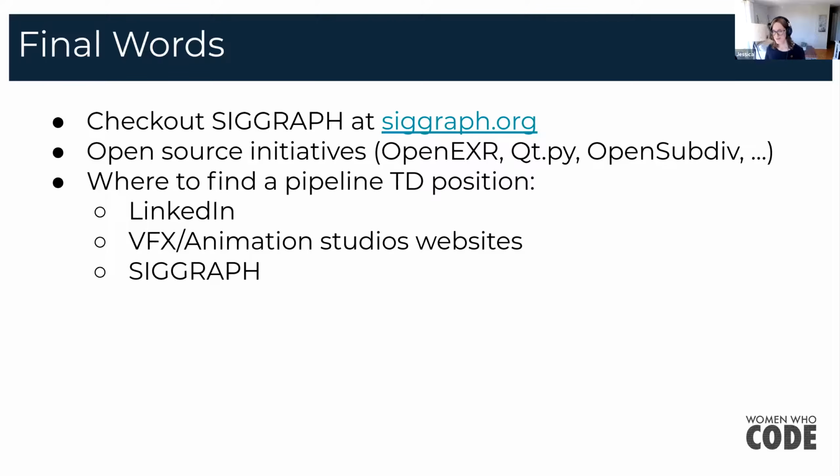Now, big questions like how to find and where to find a pipeline TD position. Typically, most of us get our jobs through LinkedIn. A lot of recruiters are on LinkedIn, and you can basically add them. You can also go to VFX and animation studio websites, and I put a list, same on the GitHub. You can just go to the studio, see if there's any open position, and just apply there. And another good location for it is obviously SIGGRAPH. There's a job board, and a lot of recruiters will go to SIGGRAPH to recruit.